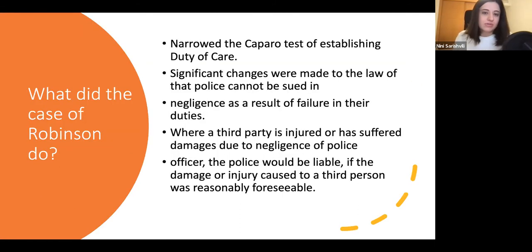So the Caparo test was narrowed by Robinson. Significant changes were made regarding negligence as a result of failure of duties, whether a third party is injured or has suffered damages due to the negligence of police. This case was specifically about negligence of police, but the test was narrowed not just for police cases; generally, the test of duty of care was narrowed.